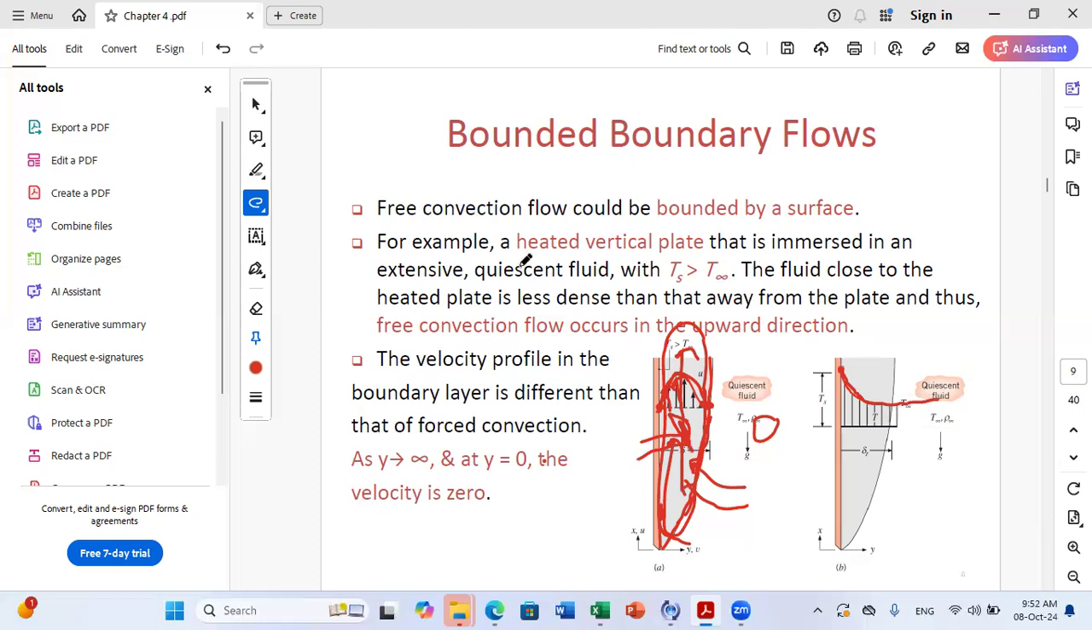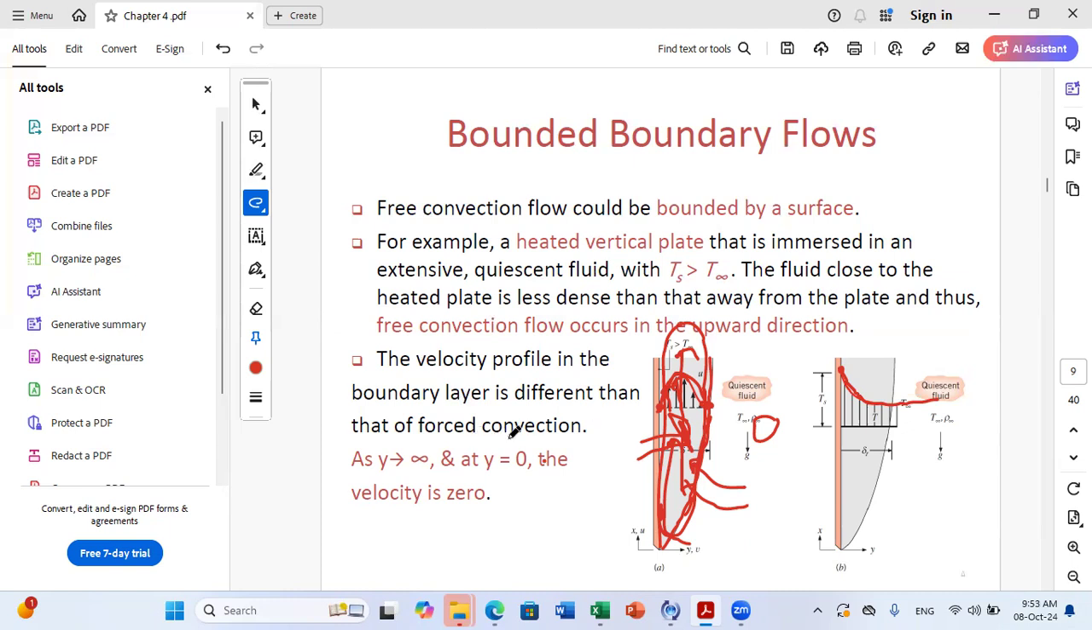So free convection flow could be bounded by a surface, for example, a heated vertical plate immersed in an extensive quiescent fluid with Ts larger than T infinity. The fluid close to the heated plate is less dense than that away from the plate, and therefore free convection flow occurs in the upward direction. The velocity profile in the boundary layer is different from that of forced convection. You know why?